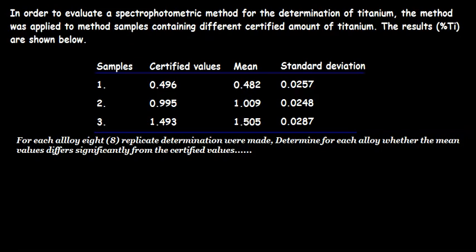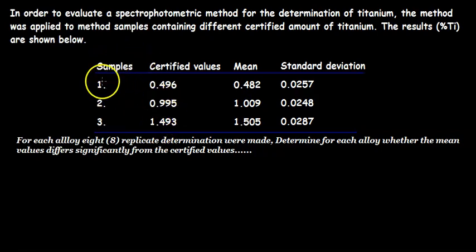In this video, we are going to be focusing on problems involving the assessment of a spectrophotometric method for determining the titanium content of alloys. Let's assume we are given this kind of problem, which says: in order to evaluate the spectrophotometric method for the determination of titanium, the method was applied to samples containing different certified amounts of titanium. The result of the titanium in percentage is shown below.